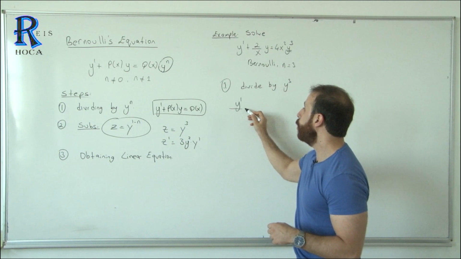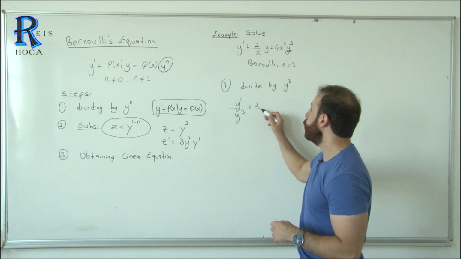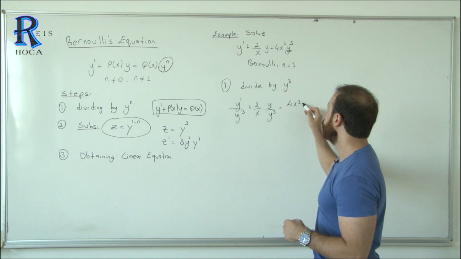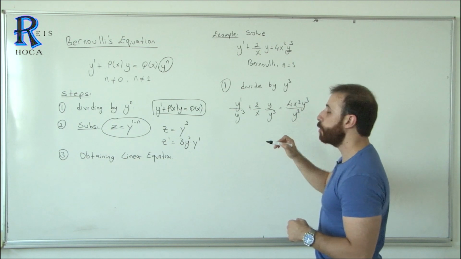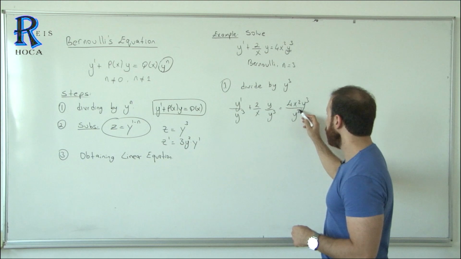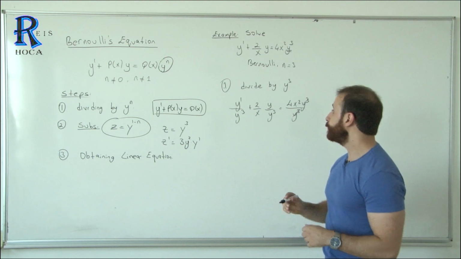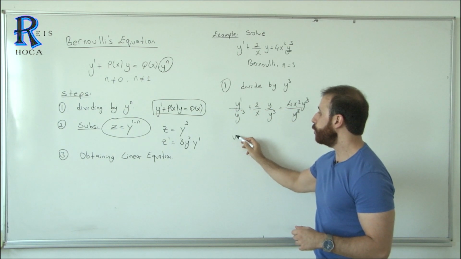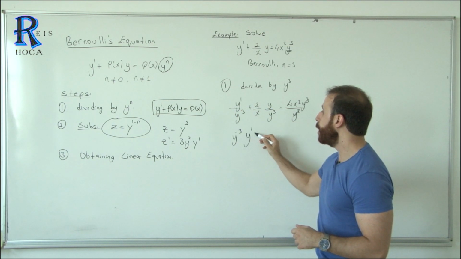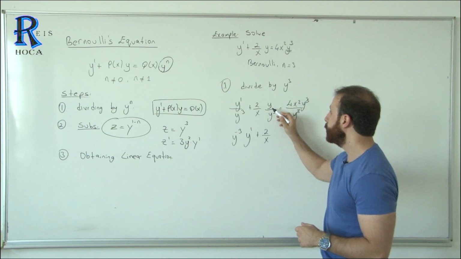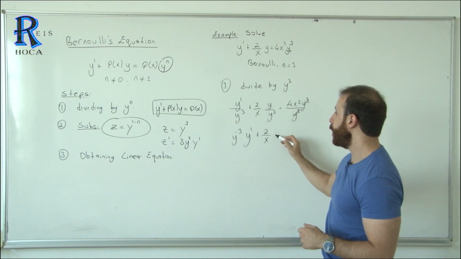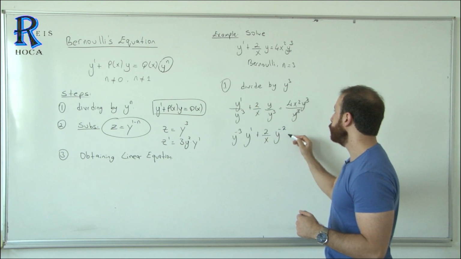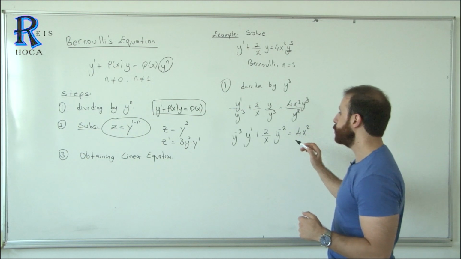So y prime over y cubed plus 2 over x, y over y cubed, equals 4x squared y cubed over y cubed. We divide the whole equation by y cubed. Here we remove y cubed from the right side, and if we send y cubed to the numerator, it is y to the power of minus 3, y prime plus 2 over x, y over y cubed is 1 over y squared, and sending y squared to the numerator, it will be y to the power of minus 2, equals 4x squared.